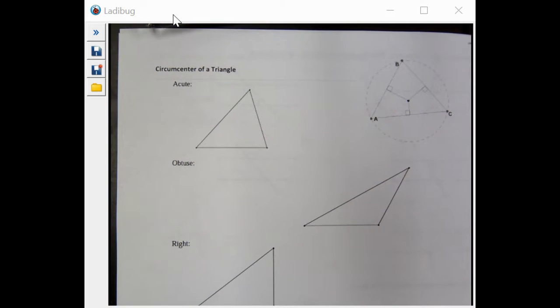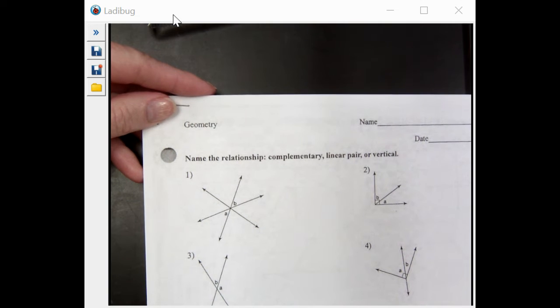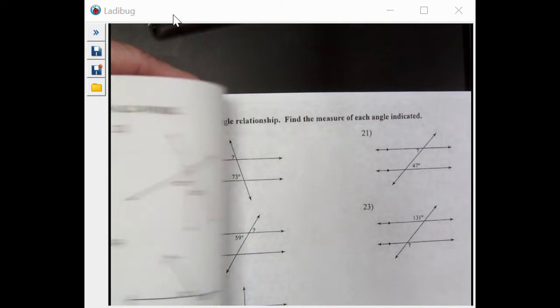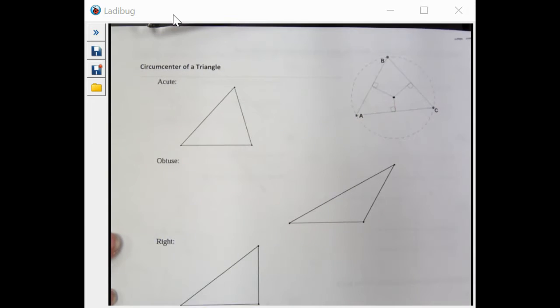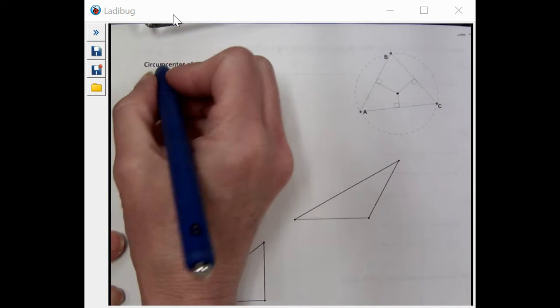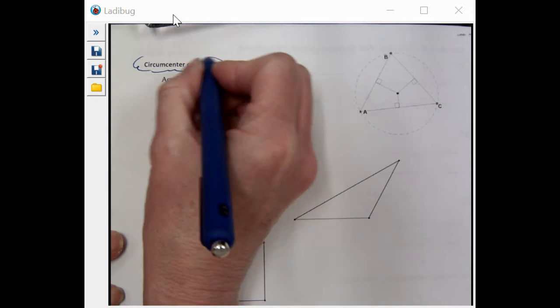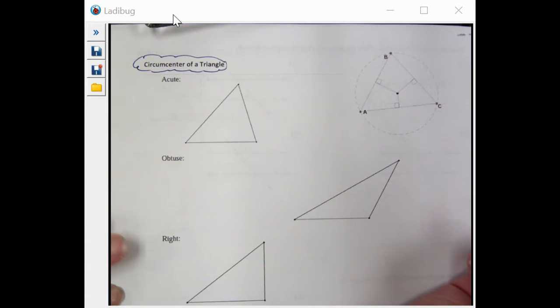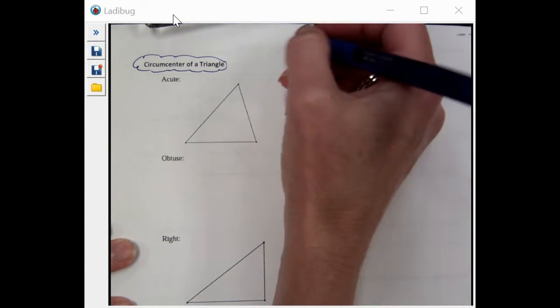Hi, Geometry. These are some notes on the fourth page of our angle homework worksheets. On this page, I would like to talk about two different things. The first one is the circumcenter of a triangle. So what is a circumcenter?